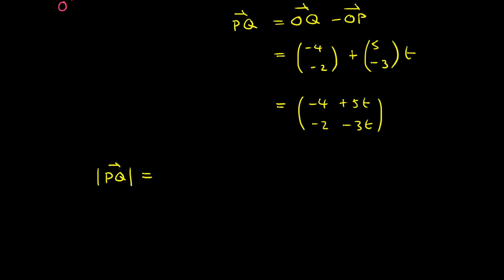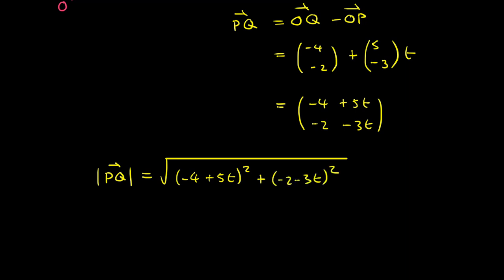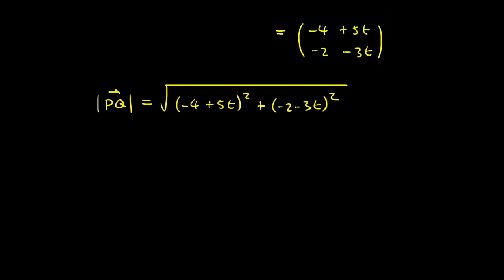Well, how do I do that? Well, I'm going to do this thing squared plus this thing squared, all square rooted. All right, so let me do that. So all square rooted, this whole thing square rooted. So you've got negative 4 plus 5t all squared plus negative 2 minus 3t all squared. Okay, let's expand this all out.